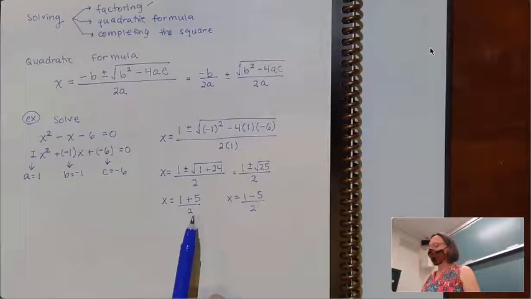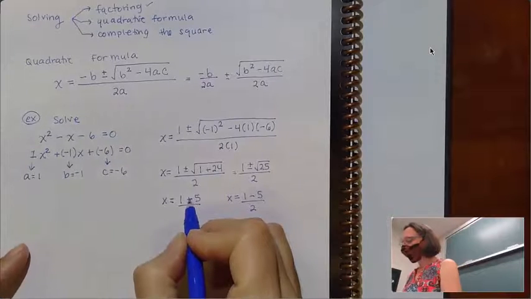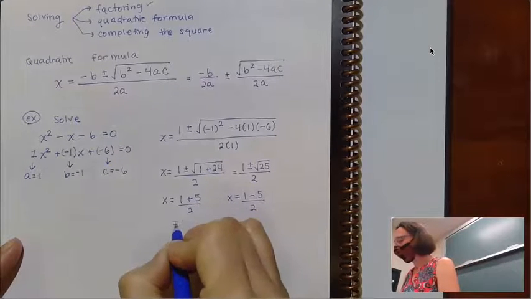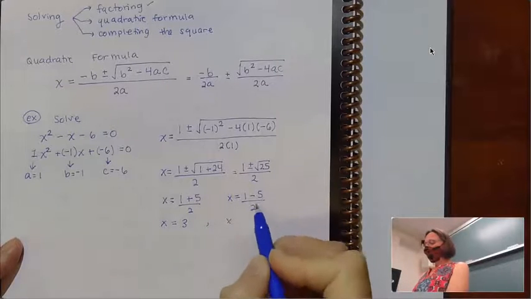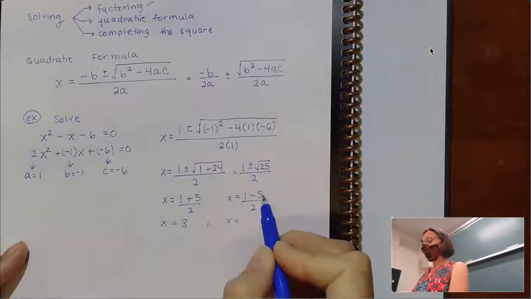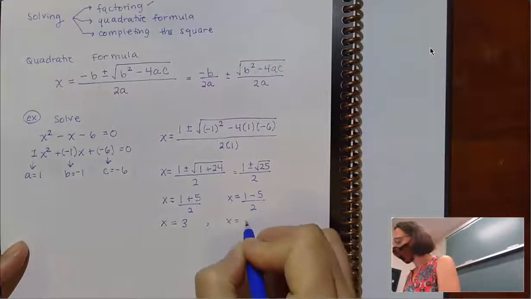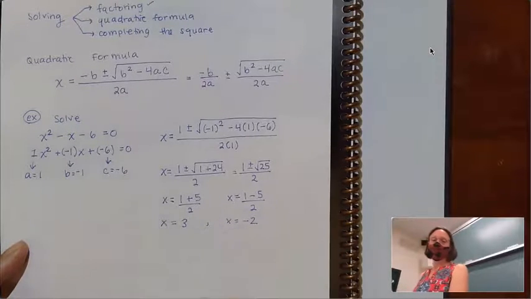So 1 plus 5, that's going to be 6. 6 divided by 2 is 3. 1 minus 5 is negative 4. And negative 4 divided by 2 is negative 2.